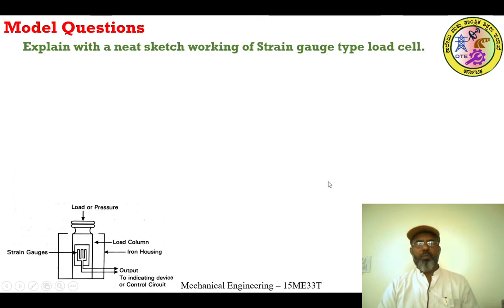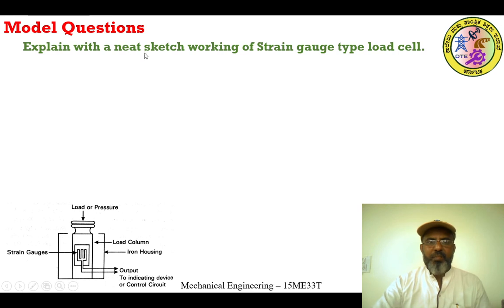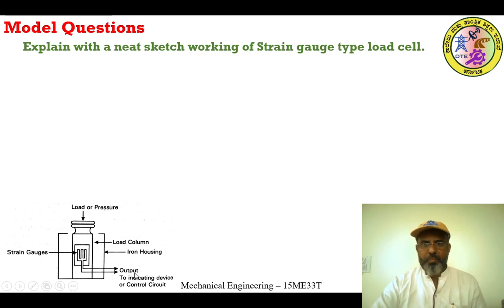Now let us summarize today's explanation. From the exam point of view, a question may be asked for 5 marks: explain with a neat sketch the working of strain gauge type load cell. You have to draw this sketch and label the parts. This is the loading column, this is the strain gauge. The loading column and the strain gauges are enclosed in an iron housing. The strain gauge is connected to the output device using a Wheatstone bridge.